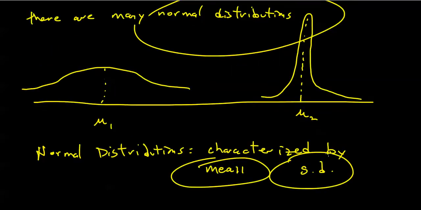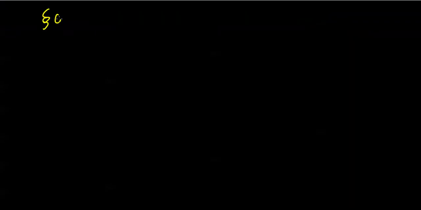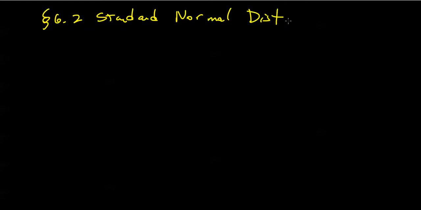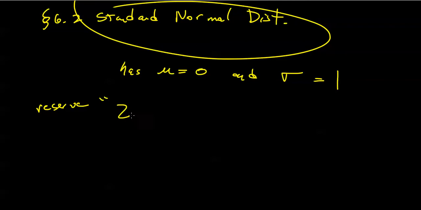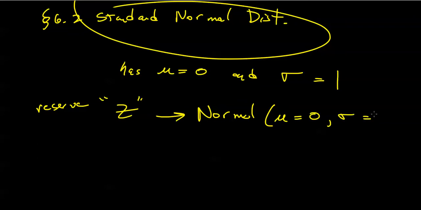One particular standard, I'm sorry, I almost gave it away. I did give it away. The one most important normal distribution is the standard normal distribution. And that's the title of section 6.2. Standard normal distribution. Well, the first thing, a standard normal distribution is a normal distribution, but with a particular mean and a particular standard deviation. A standard normal distribution has a mean of 0 and a standard deviation of 1. And we reserve the letter Z to indicate a normal distribution that has a mean of 0 and a standard deviation of 1.